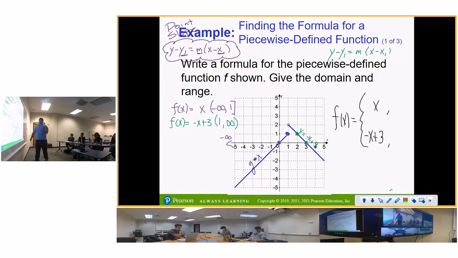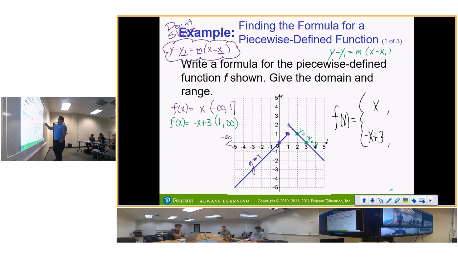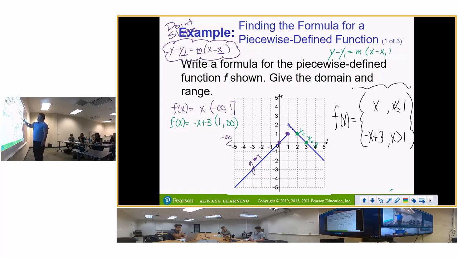Now, somebody give me the domain for the purple. X is what? Less or equal. Good. X is less than or equal to 1. And then what about this bottom one? X is greater than 1. X is greater than 1. And that is the final answer from the directions.